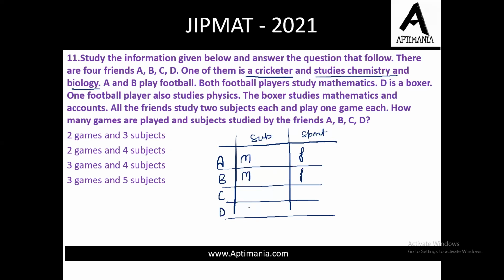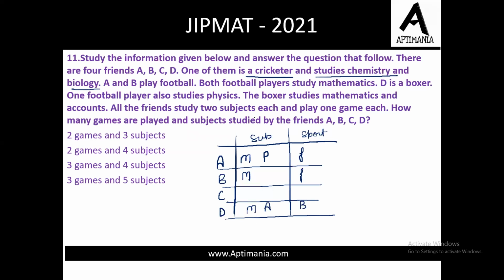D is a boxer. तो उसका स्पोर्ट बॉक्सिंग हो गया. One football player also studies physics. Now कौन सा ऐसा फुटबॉल प्लेयर है जो फिजिक्स स्टडी करता है, वो नहीं गिवन है. So let us assume it to be A. मैंने A को assume कर लिया कि one of the football player also studies physics. The boxer studies mathematics and account. Boxer जो है which is D, वो mathematics और accounts पसंद करते हैं.